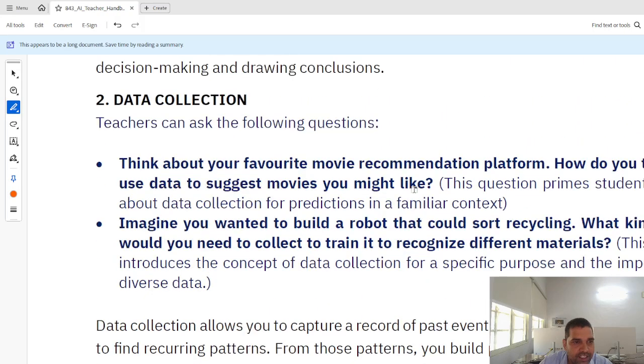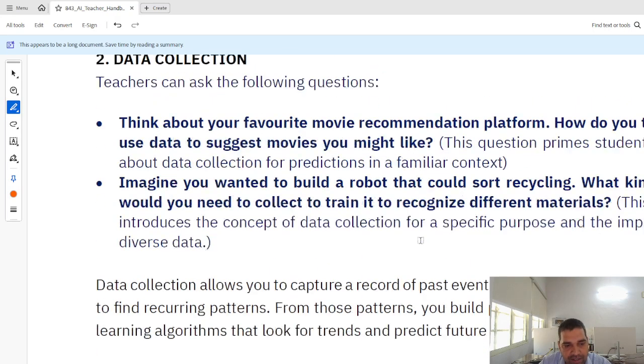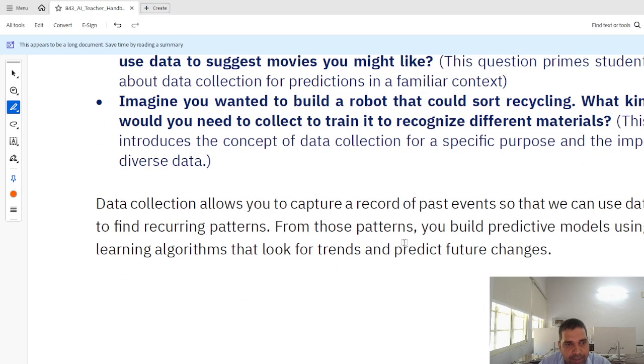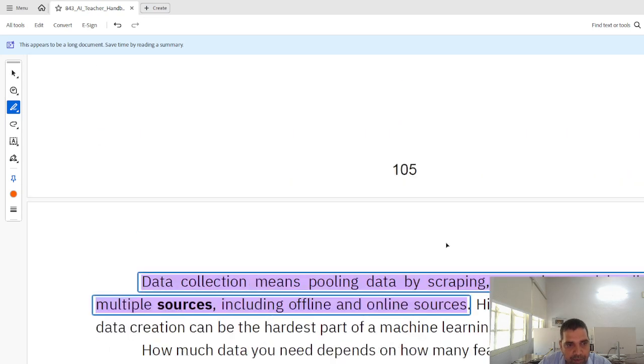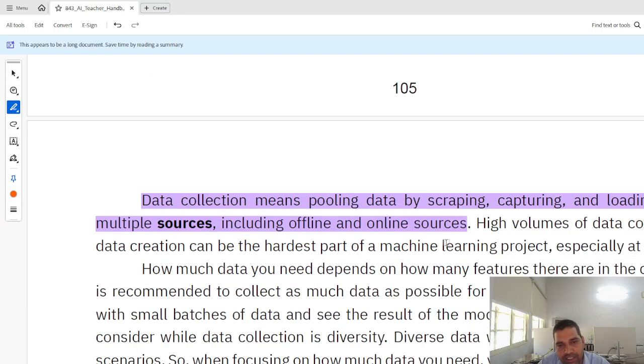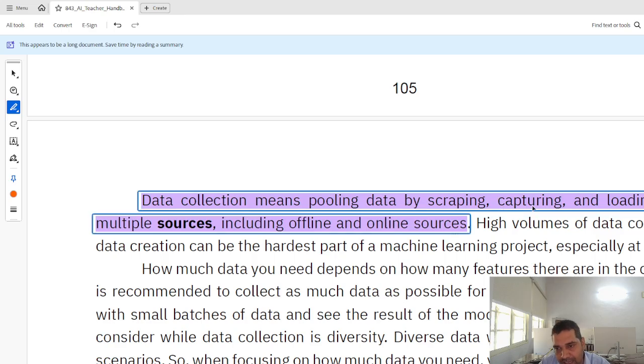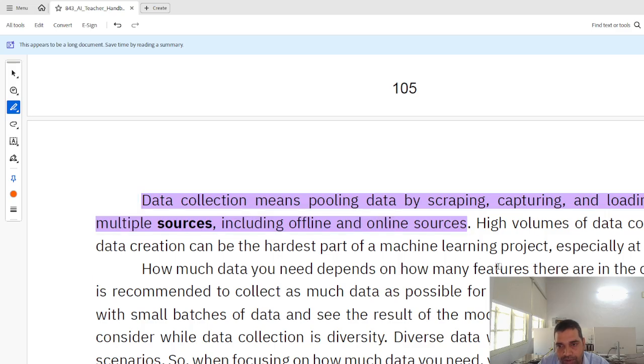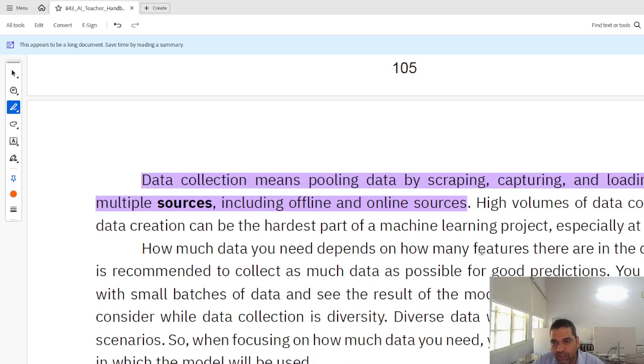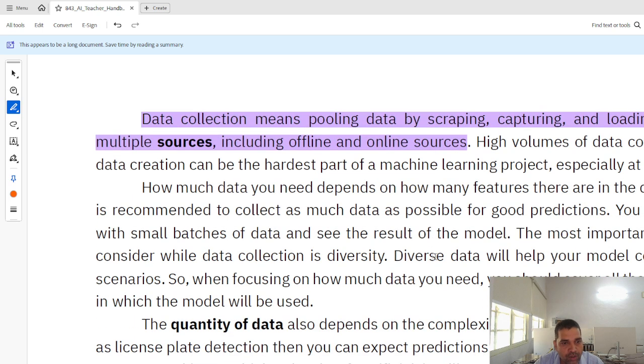So how do we collect this data? Now we are talking about data collection. Data collection can be done from various sources. Data collection means pulling the data. How do you pull the data? By scraping and by capturing. Scraping means taking data from various websites. Capturing means taking screenshots, loading from multiple sources, including online and offline sources. This big volume of data collection or creation is the hardest part of a machine learning project, especially at a high scale. How much data you need depends on how many features there are in the data set.